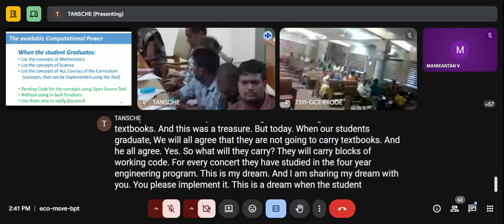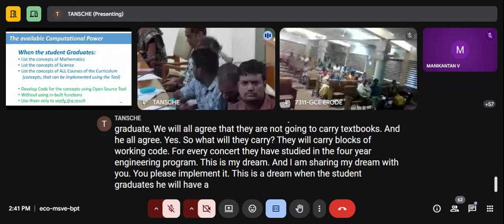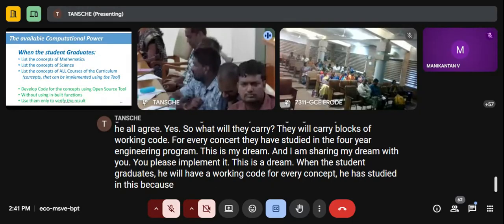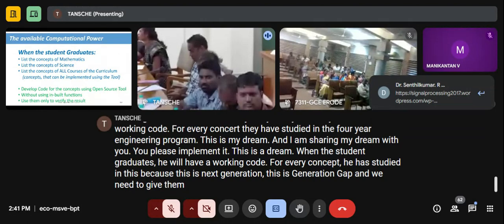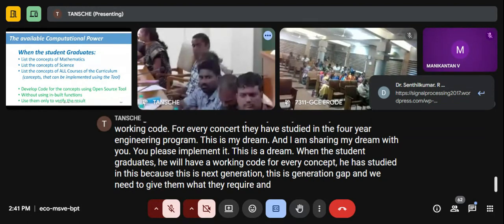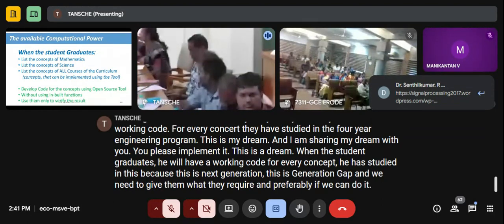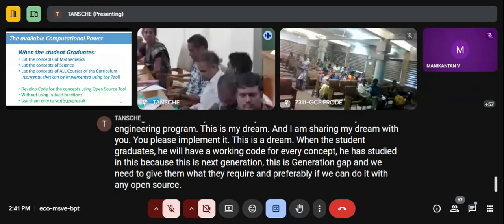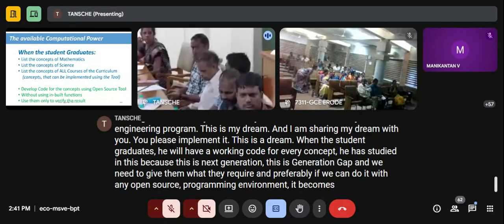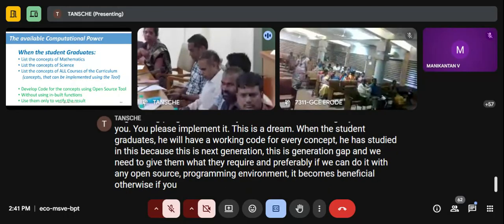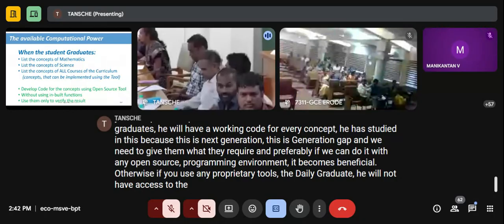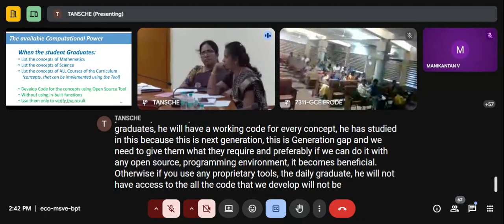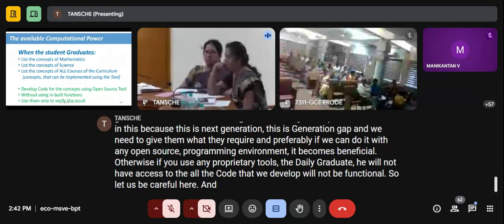When the student graduates, he will have working code for every concept he has studied, because this is the next generation. There's a generation gap, and we need to give them what they require. And preferably, if we can do it with any open source programming environment, it becomes beneficial. Otherwise, if we use any proprietary tools, the day they graduate, he will not have access to the tool, and all the code that we develop will not be functional. So let us be careful here and go ahead.